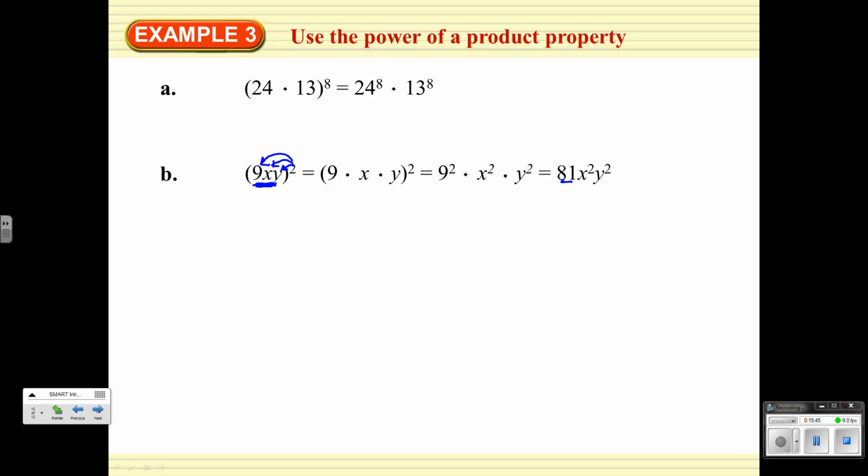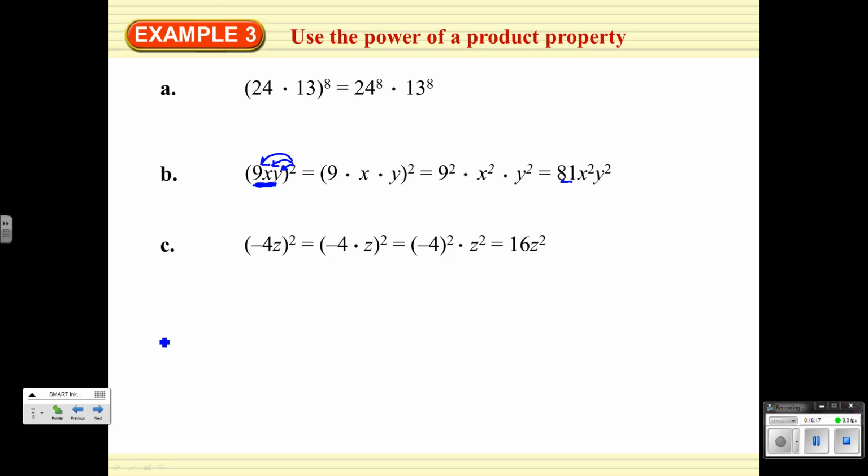Okay. Next example, (-4 times z) quantity squared. So that means my -4 gets squared and my z gets squared. You guys, what's -4 times -4? 16. That is why the negative disappears. I no longer have a negative because my negative is inside the parentheses and it is squared. And a negative times a negative becomes a positive. If I had a negative outside the parentheses, then it would change that.